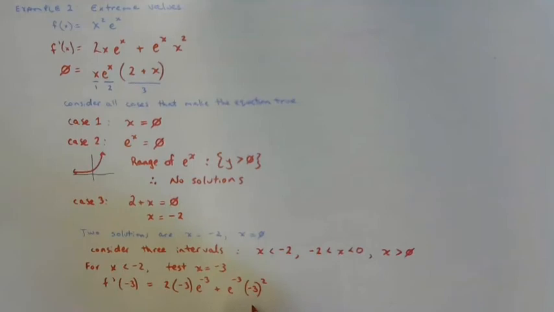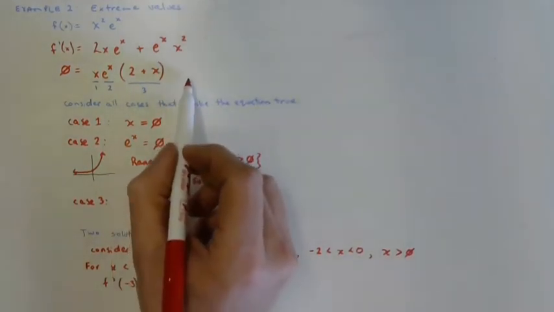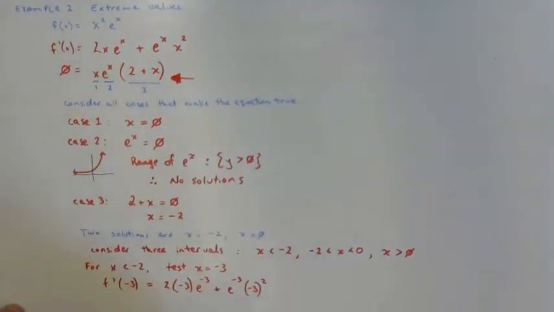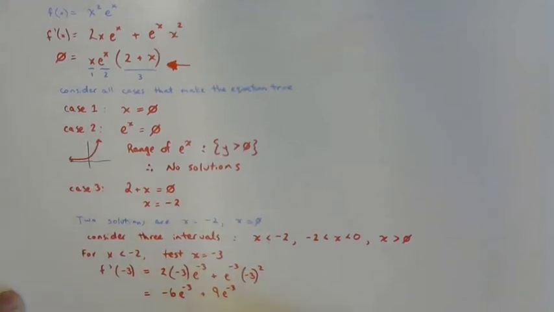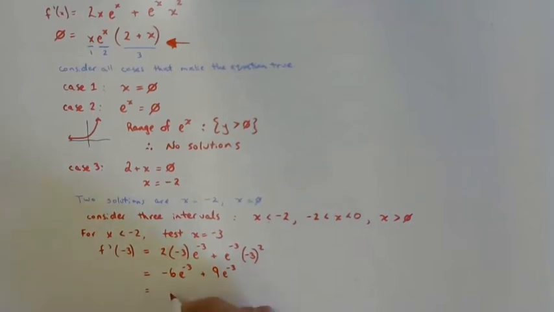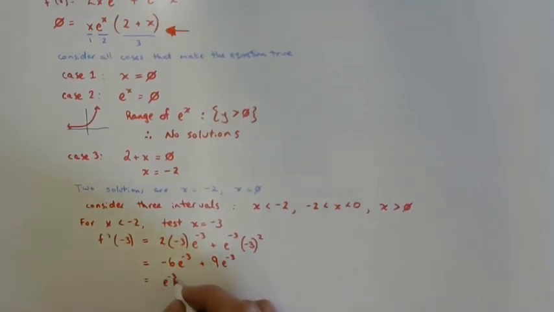I probably would have been better off to use the other one where we've already factored it out. That would probably be easier. I'll do that for the next one, but I didn't do it for this one. No big deal. This is going to be -6 e to the power of -3 plus 9 times e to the power of -3. You could even just factor it out now, which, if you want to write that step, would give you e to the power of -3, and then in the brackets, you'd have -6 plus 9, which would be 3.